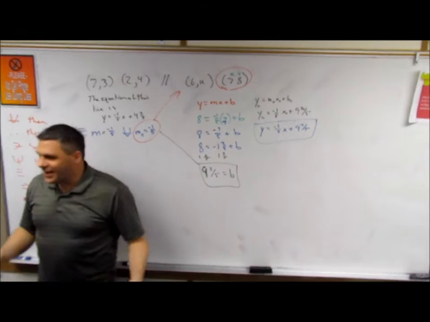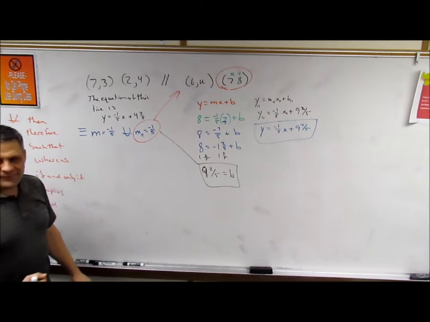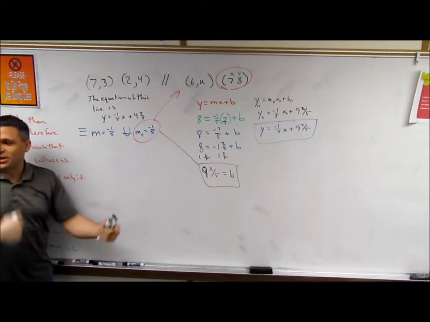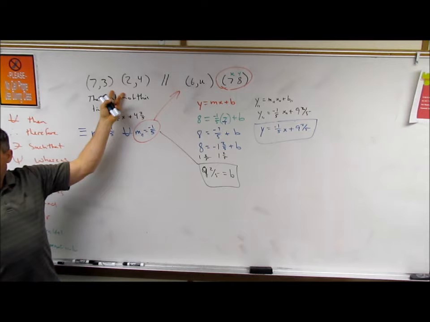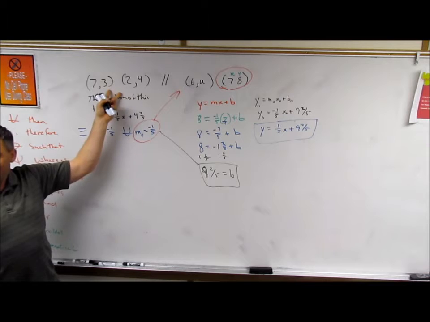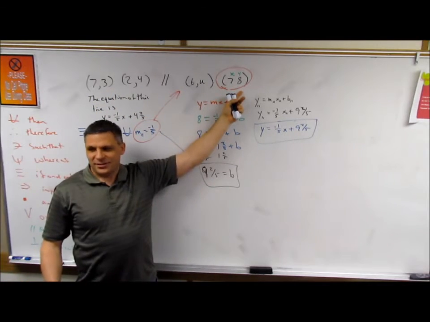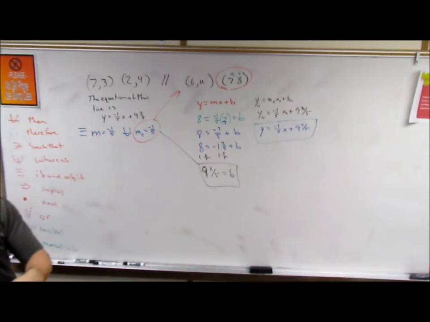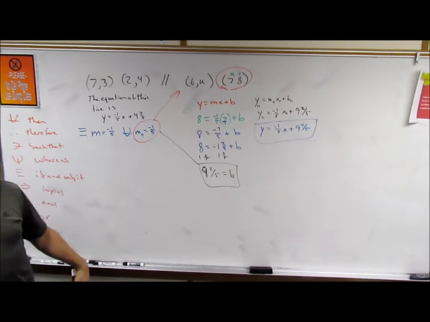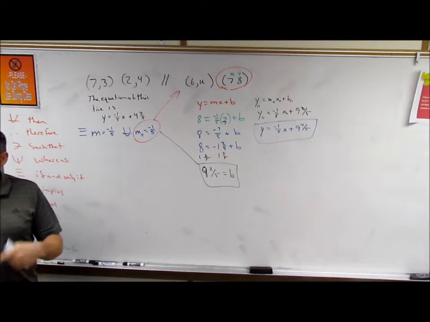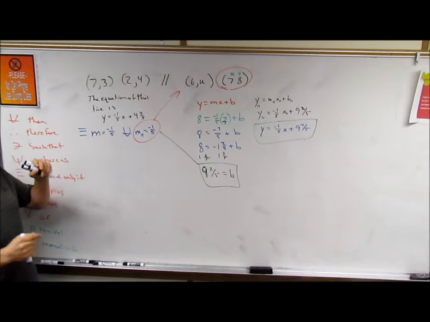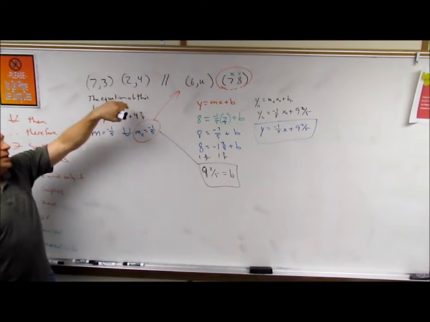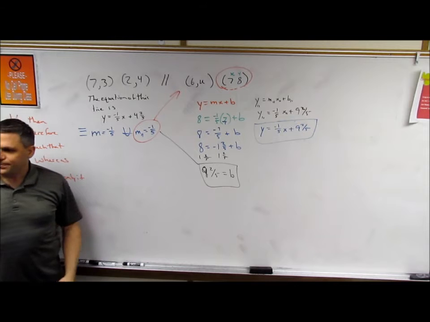But that's not the answer to the question. It will be an answer to a question on your test when they say, I give you 2 points, find the line that's parallel to this line that goes through this point. So they actually give you 3 points. 2 points is a line. And then they give you a third point off the line. And they want you to find the equation of the line that goes through this point but is parallel to this line. Okay?